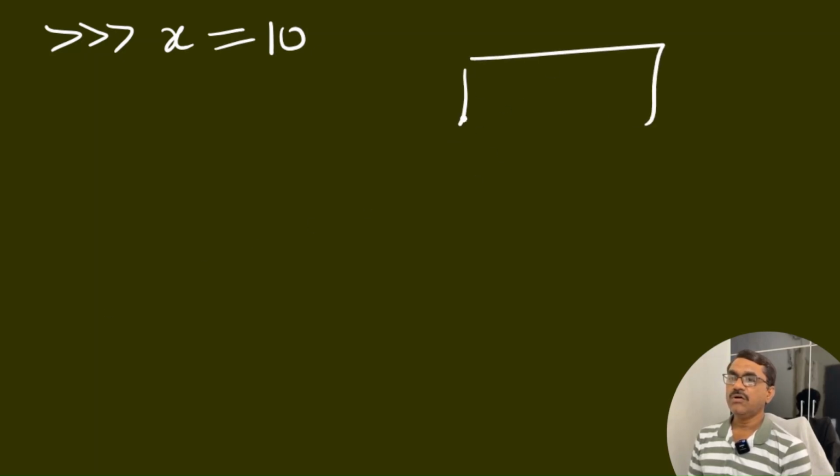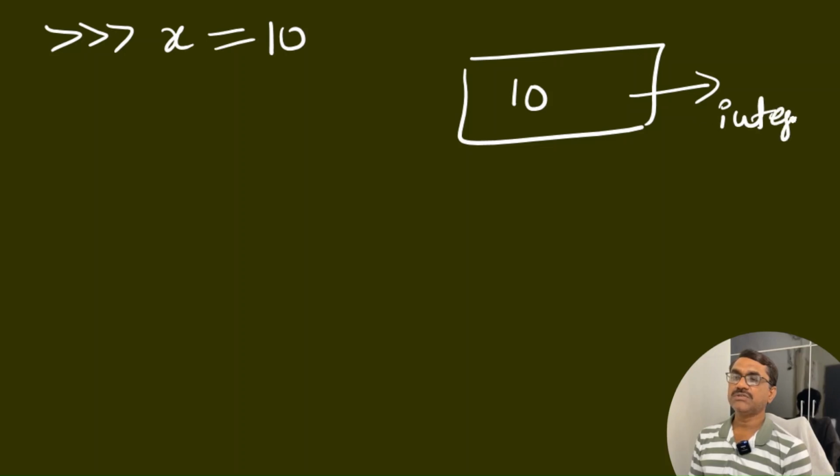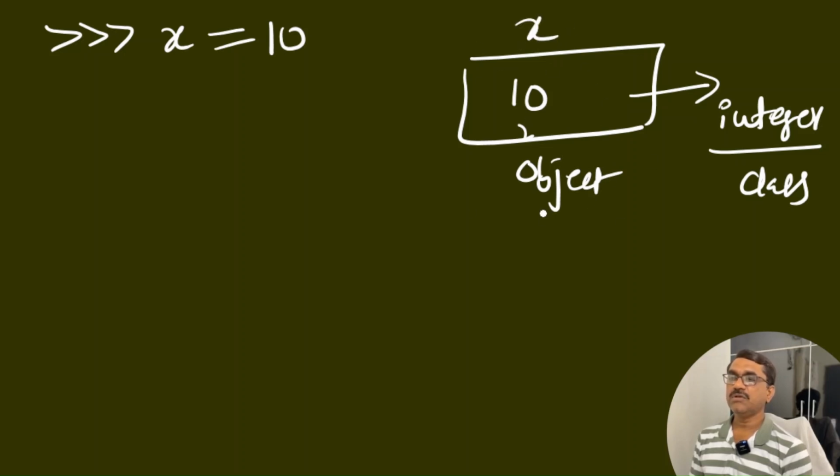Let us see one example here. At the Python shell, we are using x equals 10. Now internally a memory is created for the object 10. What kind of object is it? An integer object. What does this mean? Integer is the class, and 10 is the object. What is the label attached to this? This is x. X is the label.